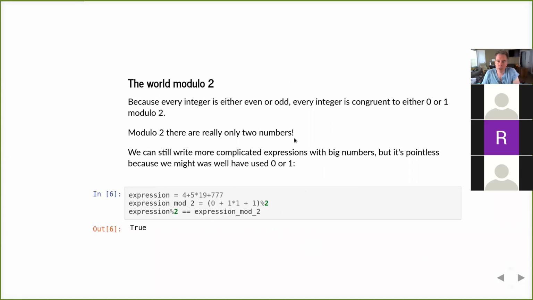All right. So modulo 2, there are really only 2 numbers. This is actually an important group in cryptography. So Z2 denotes 0, 1. And we're going to do a lot of XOR, so we'll talk about that more later. So let's just take the XOR of 2 binary numbers here.